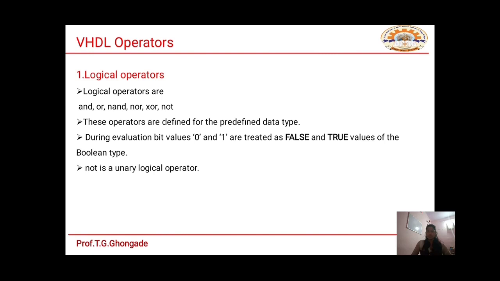Then the NOT operator is a unary logical operator and has the same precedence as that of the miscellaneous operator. So there are 6 types of logical operators. These operators are defined for the predefined data types bit and boolean. During the evaluation, 0 and 1 are treated as false and true, and the type of the operand will be the type of your result.